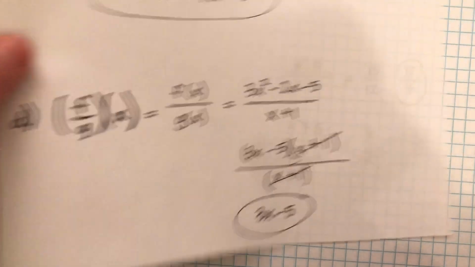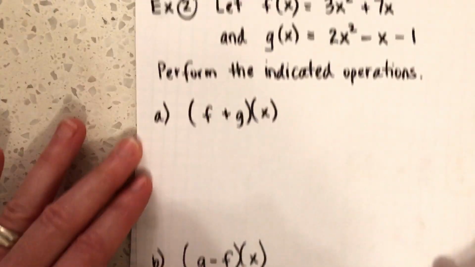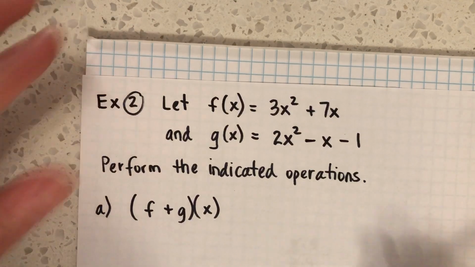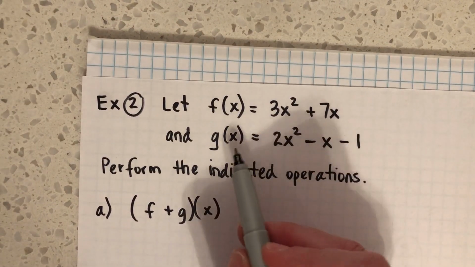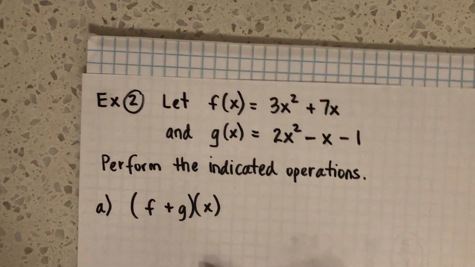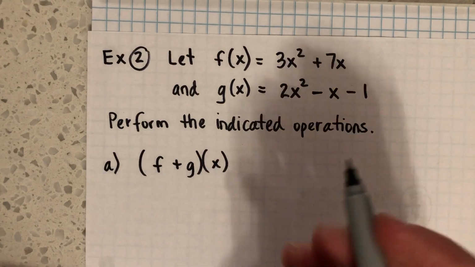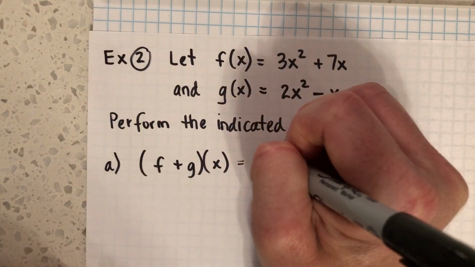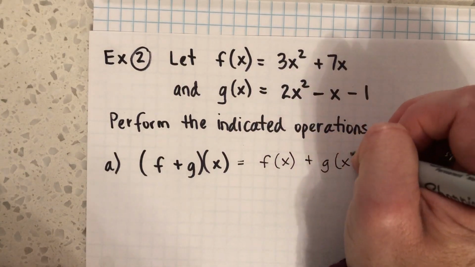Okay? All right, let me give you 2 new functions and try it one more time, and then you should be good. Okay, so look here. Here are 2 new functions. We have f of x equals 3x squared plus 7x, and we have g of x equals 2x squared minus x minus 1. All right, first things first, they want you to do f plus g of x, which literally means to add them together. Take the f of x function and add it with the g of x function.